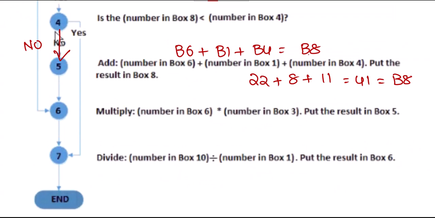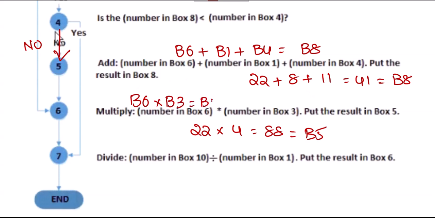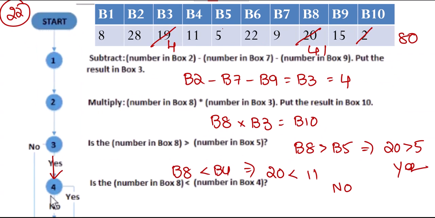Fine. Next one, multiply the number in box 6, which is 22, with the number in box 3. The number in box 3 is 4. The result is 88. Put that in box 5. This step is box 6 multiplied with box 3, put the result in box 5. So we updated box 5 to 88 now.